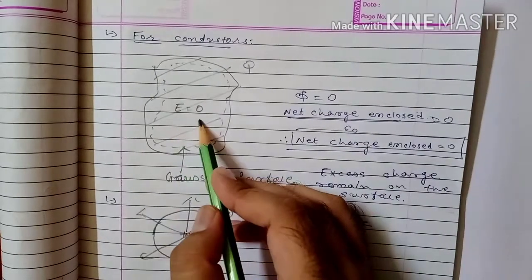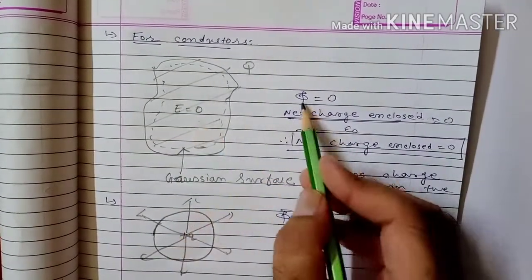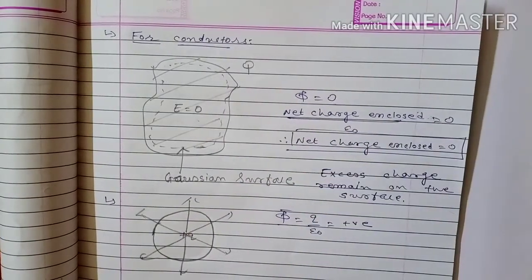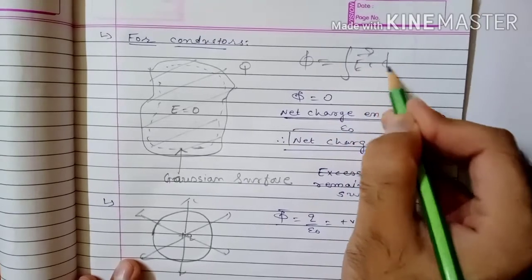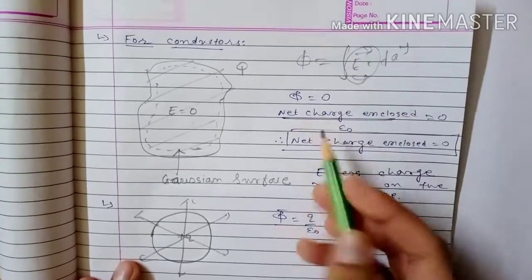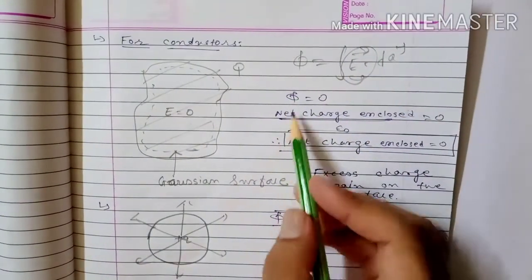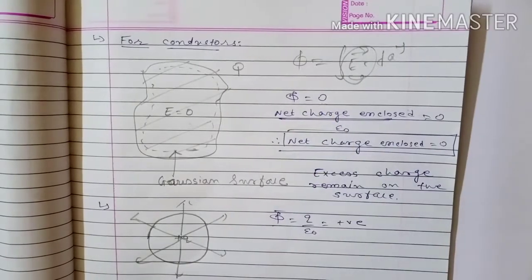If the electric field inside the conductor is 0, then the electric flux will be 0, because we know that flux phi is equal to the integration of E vector dot dA vector. If the electric field is 0, then the electric flux will be 0. So flux phi is equal to 0.